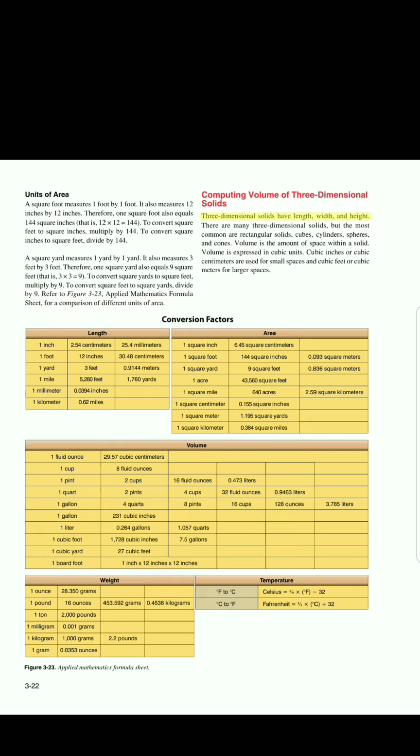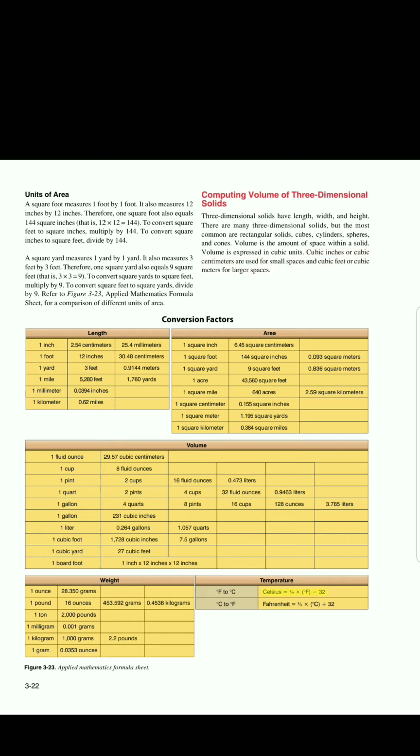Computing volume of 3-dimensional solids. 3-dimensional solids have length, width, and height. There are many 3-dimensional solids, but the most common are rectangular solids, cubes, cylinders, spheres, and cones. Volume is the amount of space within a solid. Volume is expressed in cubic units. Cubic inches or cubic centimeters are used for small spaces, and cubic feet or cubic meters for larger spaces.